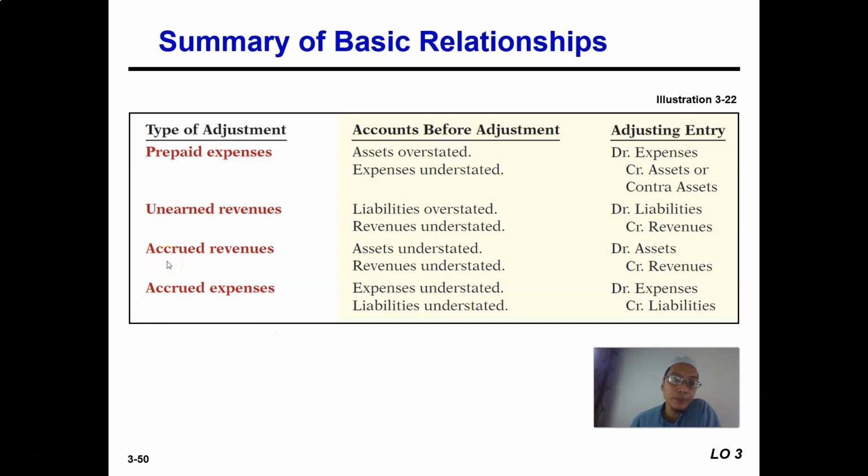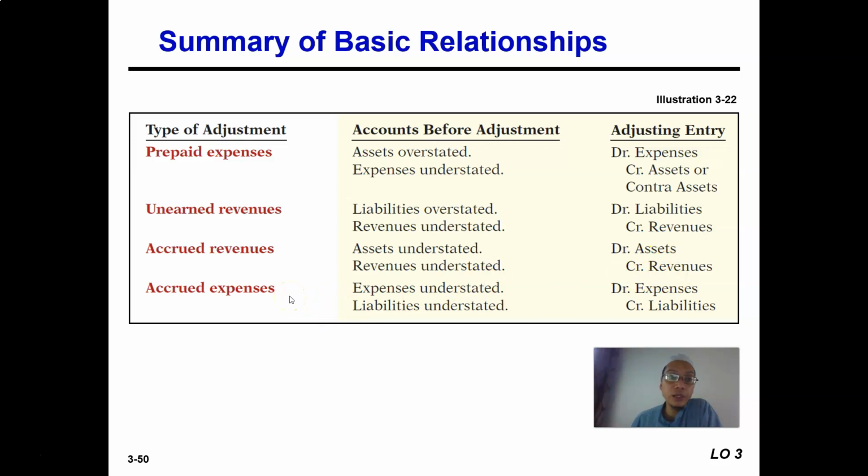Thirdly, the type of adjustment will be accrued revenues, where we have done the services but we have not received any money for the services. So before we have recognized the revenue, our assets have been understated and our revenues understated as well. So we need to adjust for this accrued revenues by debiting our assets and crediting our revenues.